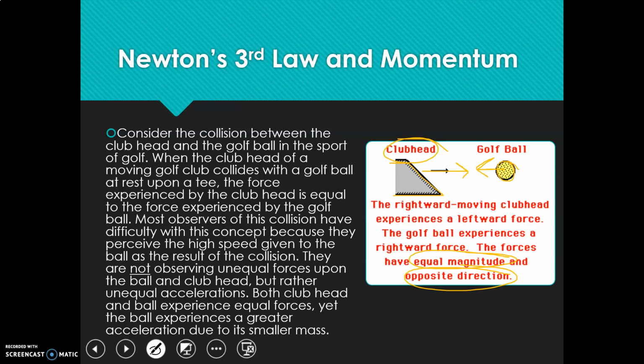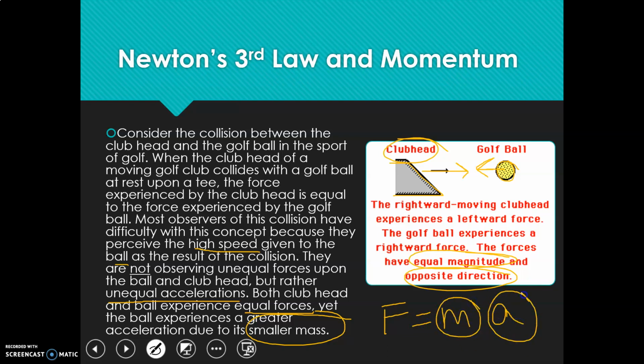Equal and opposite. Most observers of this collision have difficulty with this concept because they think the high speed given to the ball as a result of the collision is because there are unequal forces. But really, you're not observing unequal forces upon the ball and the club head, but rather unequal accelerations. Both the club head and the ball experience equal and opposite forces, Newton's third law, yet the ball experiences a greater acceleration due to its smaller mass. So you have equal and opposite forces, but you have unequal masses, and that's what causes your unequal accelerations.